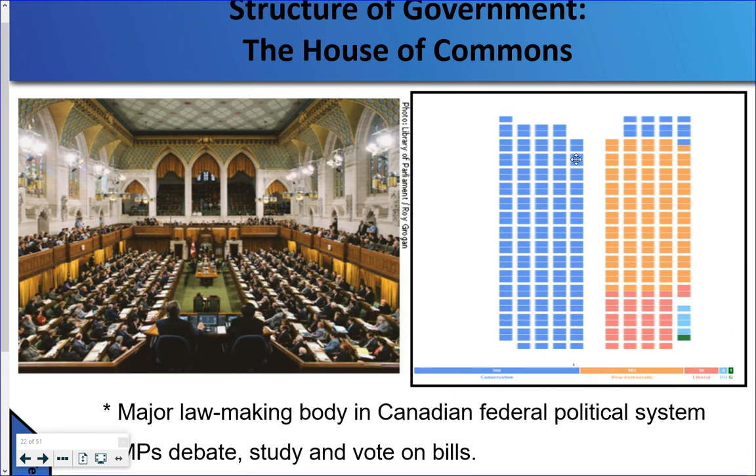So this is probably from about 2011. The Conservatives at the time were the majority government. As you can see, they have more than half. The NDP at the time was the opposition. The Liberals were the third party. The Bloc Québécois was the fourth party, and you had one Green at the time, Elizabeth May. Okay, the Prime Minister would be seated right smack dab in the middle. His cabinet would sit right next to him. Immediately across the aisle, you have the leader of the opposition, and then the so-called shadow cabinet.